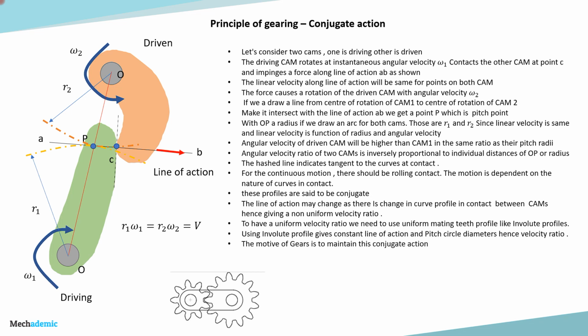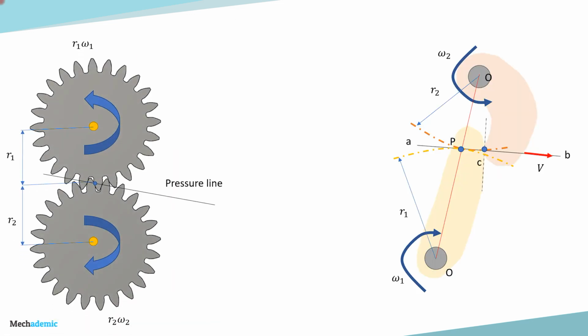So if we are replacing the cams with gears and mating teeth which are having conjugate action in between them, then we are performing the same motion. Only thing is that we are maintaining the uniform velocity ratio throughout the rotation. Now consider that those two cams have been replaced by two gears which are mating each other, which are having constant rolling motion in between their teeth which are under contact. And this is the pitch point. This indicates the pitch point, and this is the pressure line, also called the line of action. This line of action will be constant for the complete rotation of the two gears.